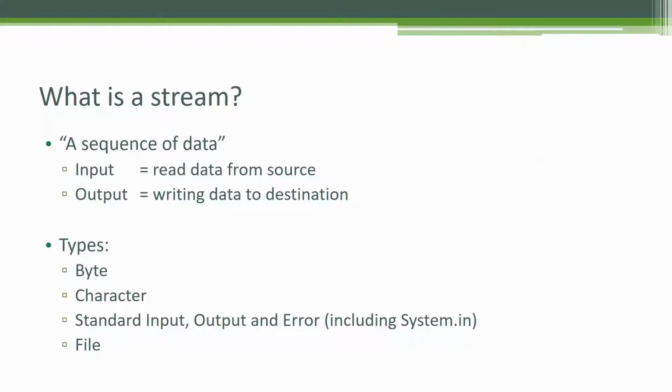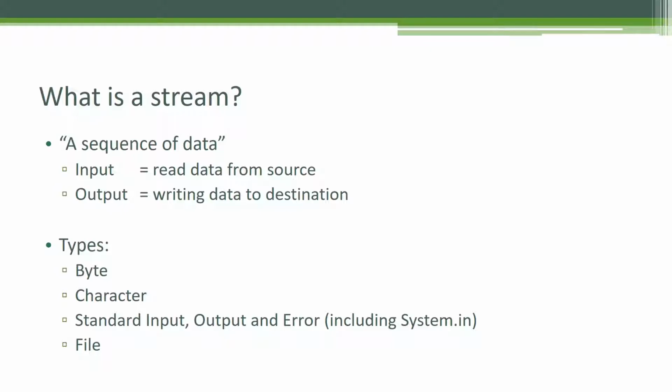So you need to know what a stream is. And a stream is just a sequence of data. You have your input and your output. Read data from your source and writing to your destination, be that a file or a database or whatever you want. So we have different types: byte, character, standard input, output, and error.